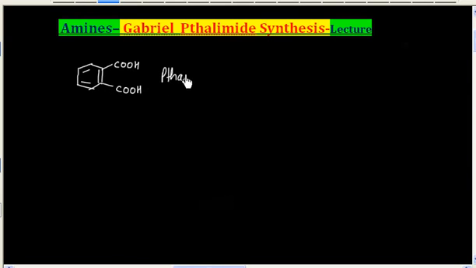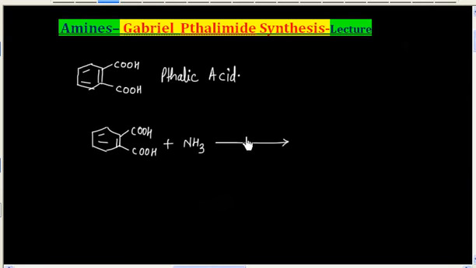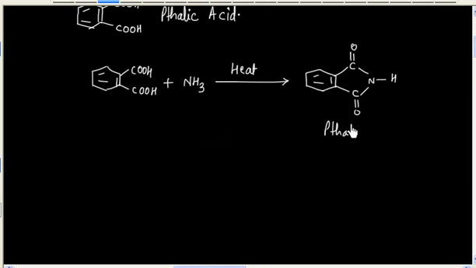This molecule is phthalic acid. When phthalic acid is treated with ammonia and the mixture is heated, phthalimide is obtained. So this is phthalimide.